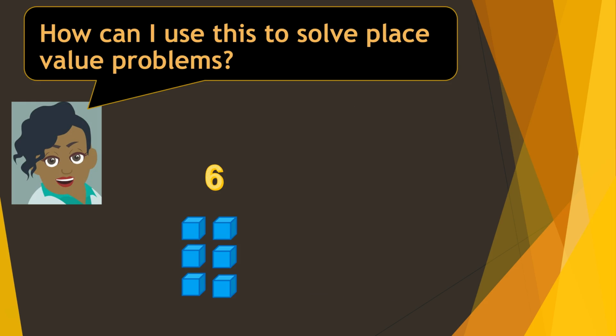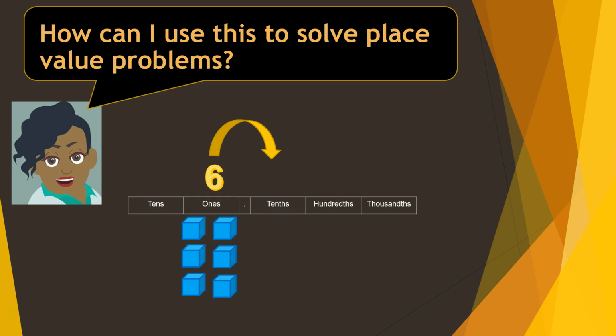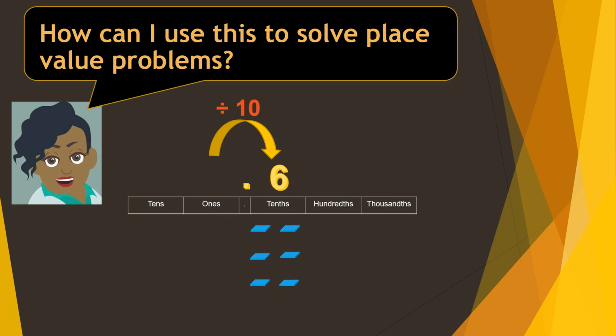So let's use this to solve another problem. Let's say we begin with 6 and we move the 6 one place to the right to the 10ths place. This is the same as dividing by 10. Each of the 6 ones are 1/10 their original size when we move right. We have 6/10 now. We can record this with the equation as 6 divided by 10 is equal to 6/10.